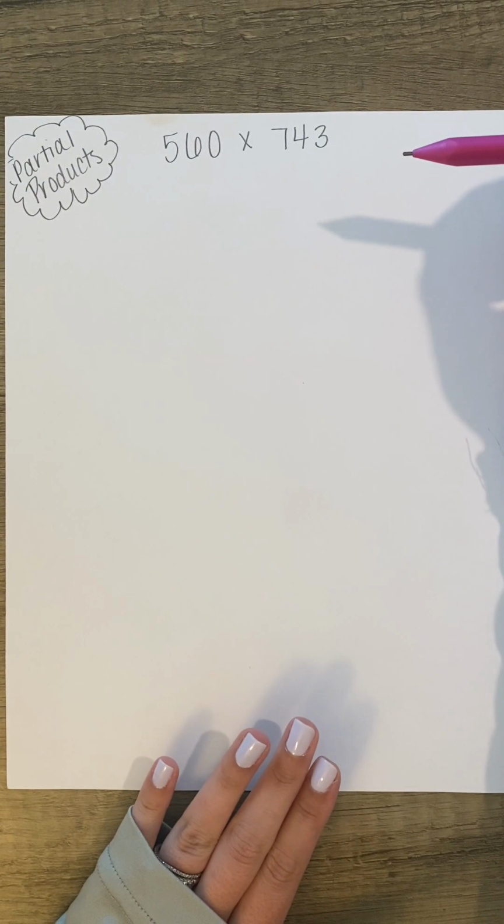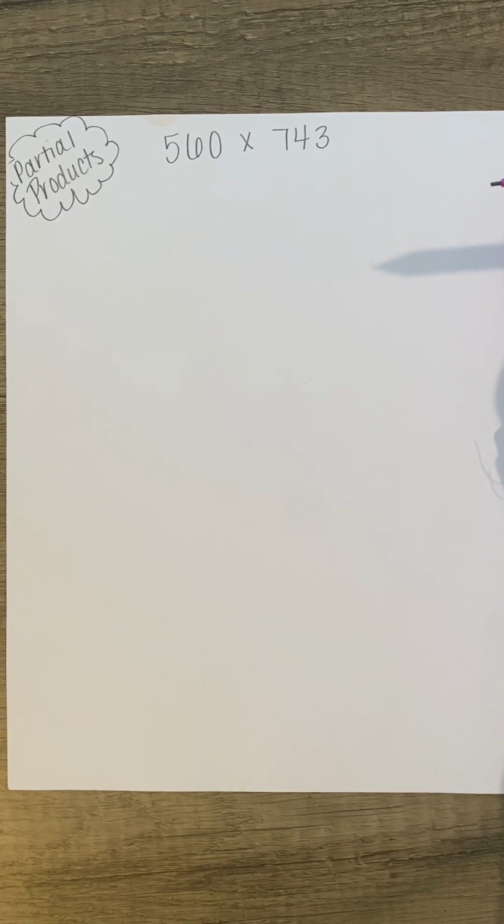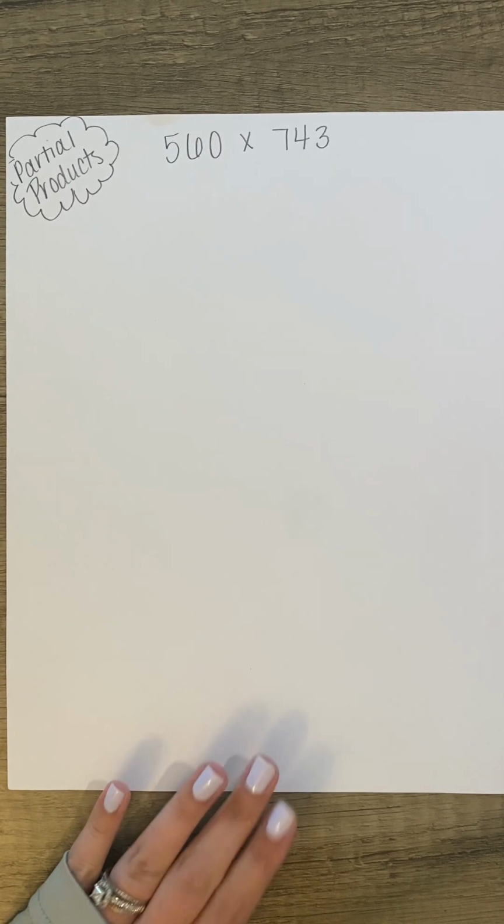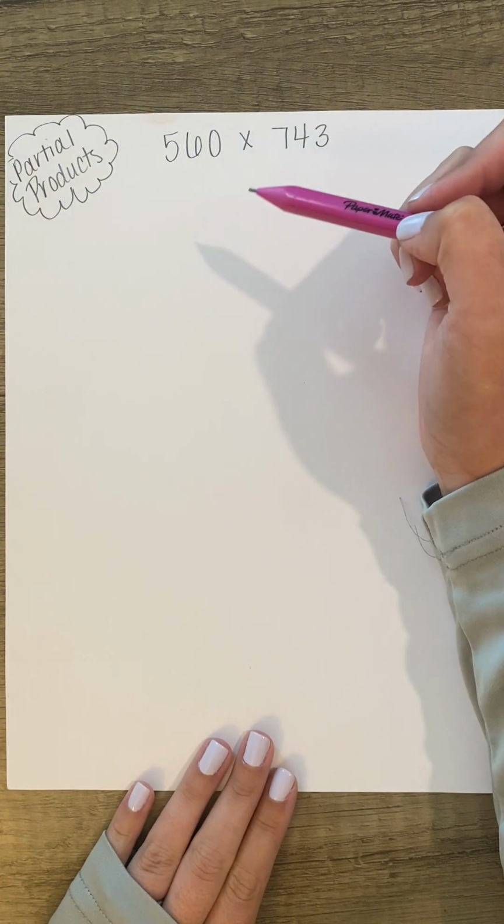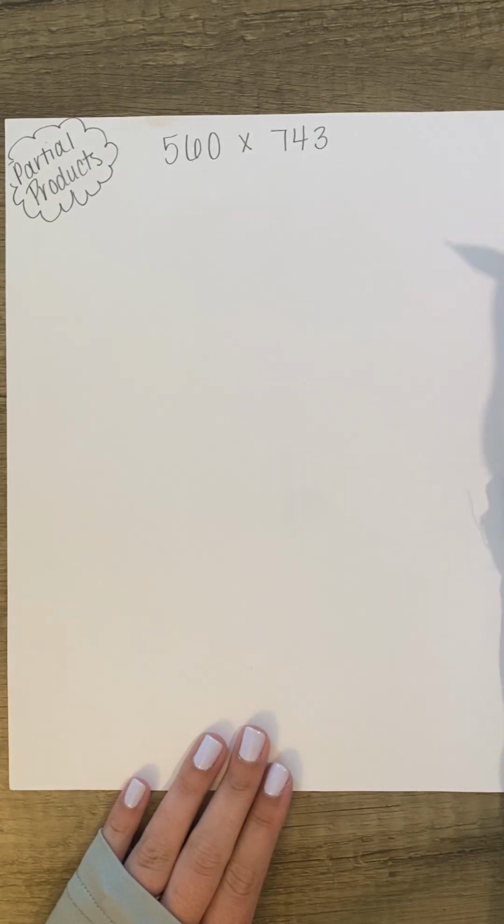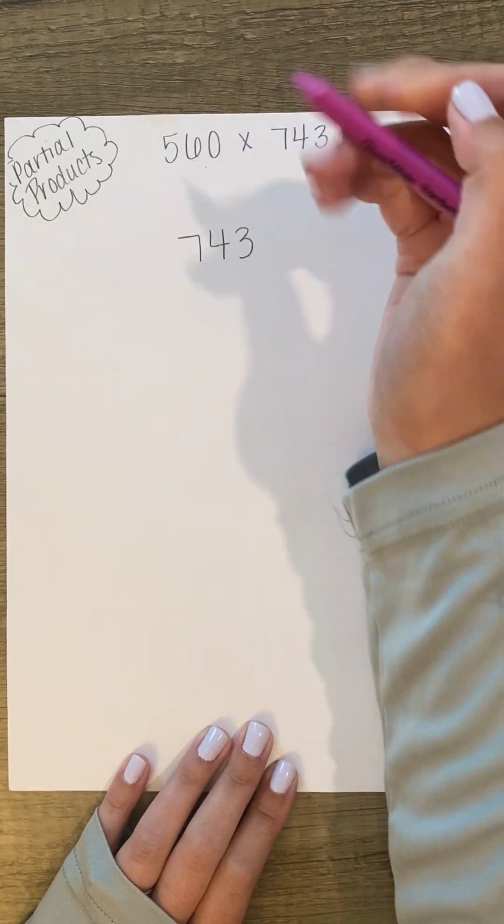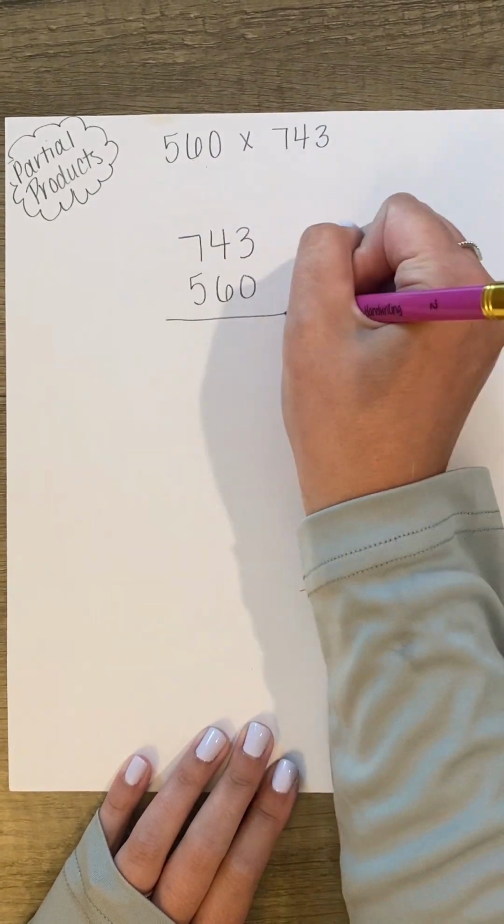So the way we set up partial products, I've seen this done several different ways, but this is the way that I teach it. I think that it's the least confusing. I think that it's least all over the place. You're going to set it up the exact same way that we set up standard algorithm. So the bigger value is going to go on top, 743, and 560 down below.